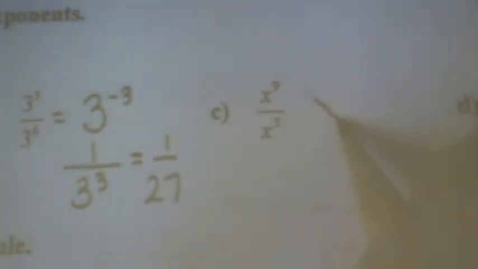How about C? X to the 4th. Good. And D? X to the negative 1, or 1 over X. Anybody have any questions? Nope.